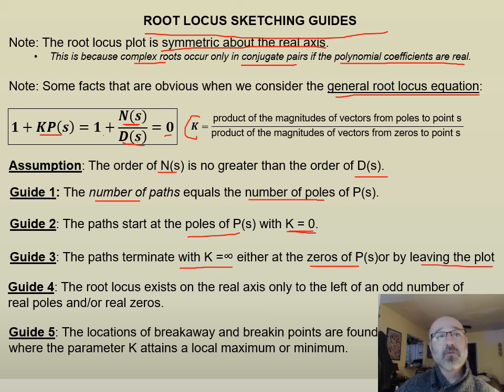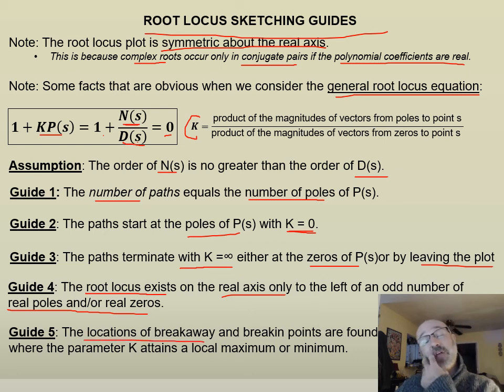Guide 4 tells us that the root locus exists on the real axis only to the left of an odd number of real poles and/or real zeros. And guide 5 lets us know where the locations of our breakaways are. So now we'll continue on from here and take a look at guides 6 through 10.